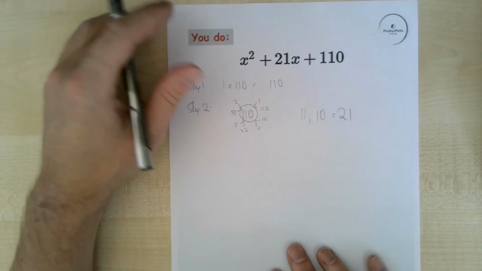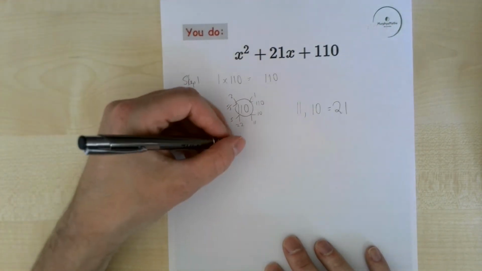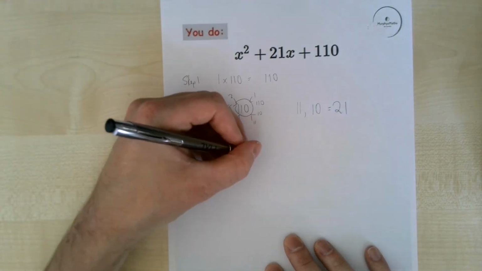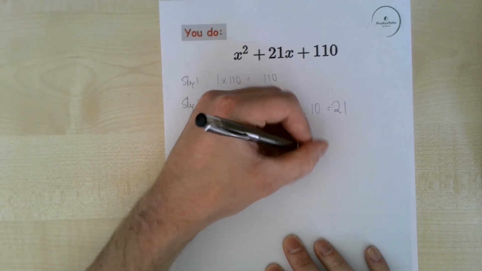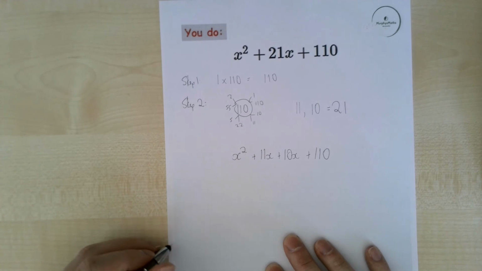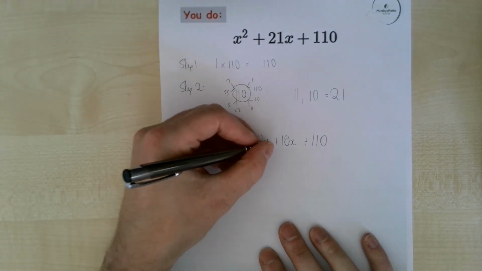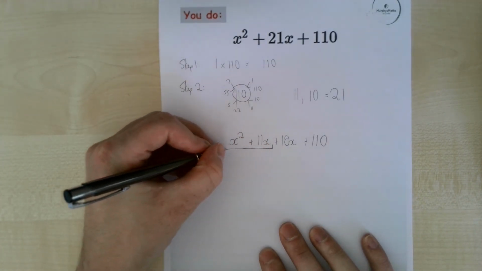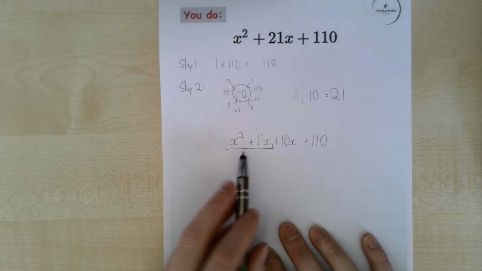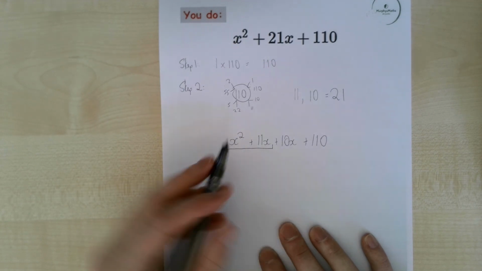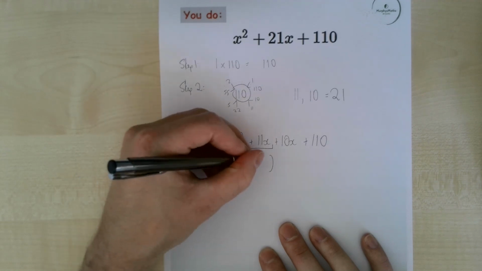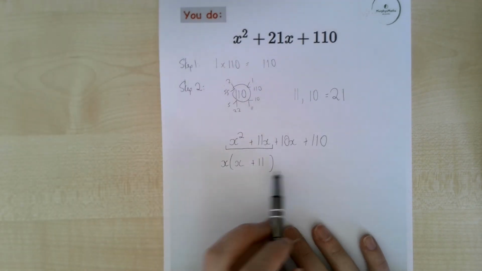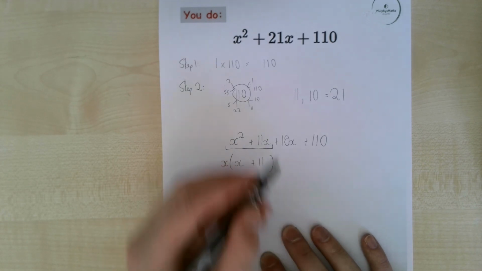So that's the pair I'm going to use. So rewrite the quadratic. We've got x squared plus 11x plus 10x plus 110, and factorize it in pairs, so just focus on two terms at a time. Here I've got x squared plus 11x, so that would be x common to both, and x plus 11 inside the brackets. So I know I need to get x plus 11 over here as well inside the brackets.